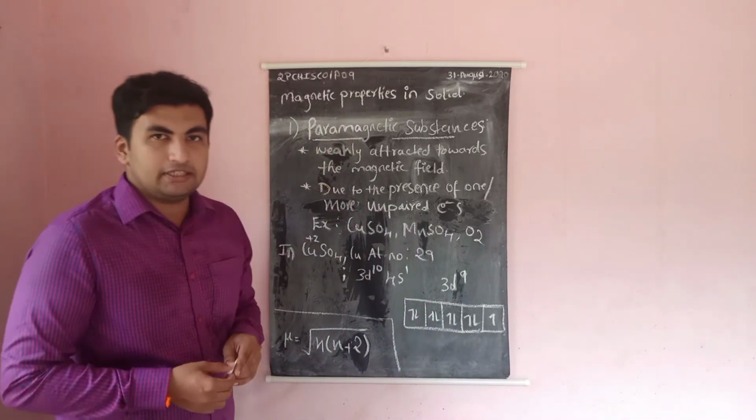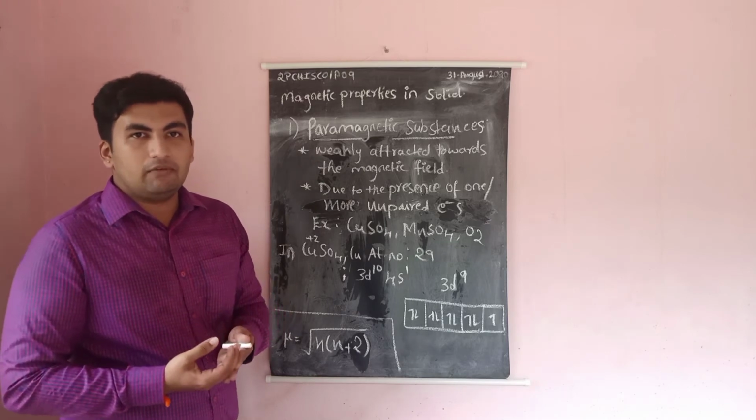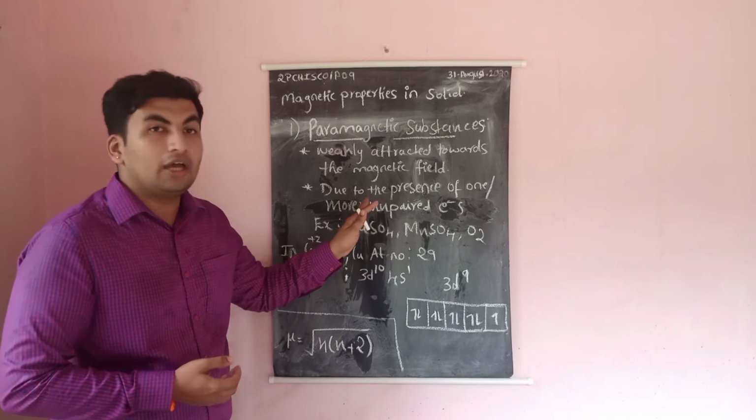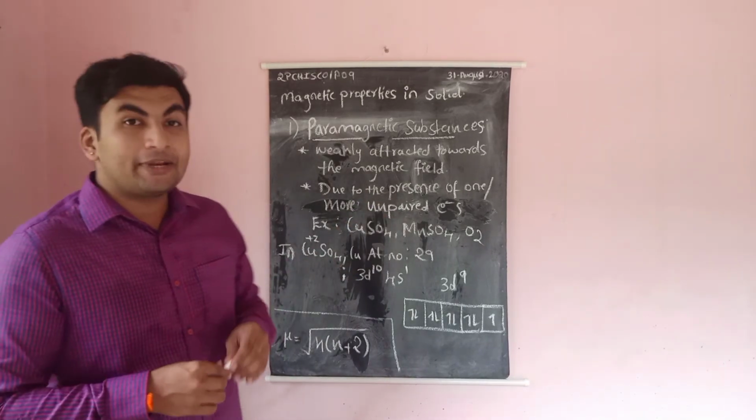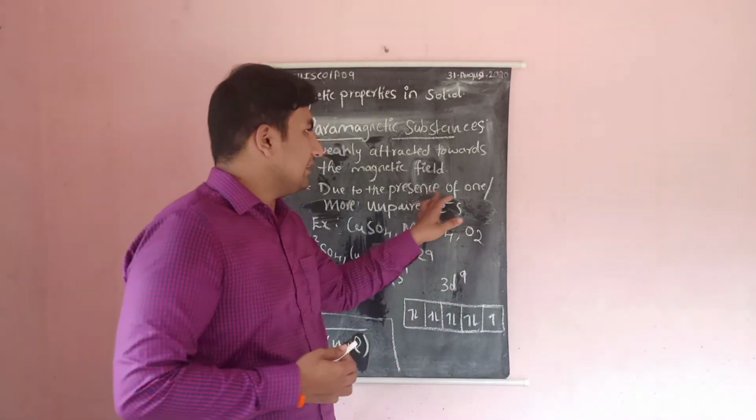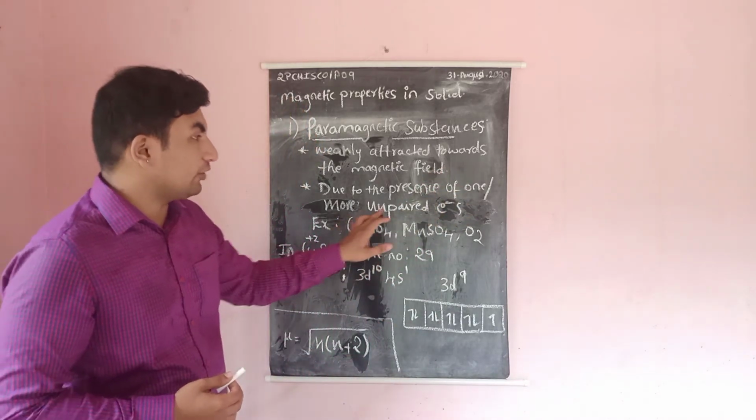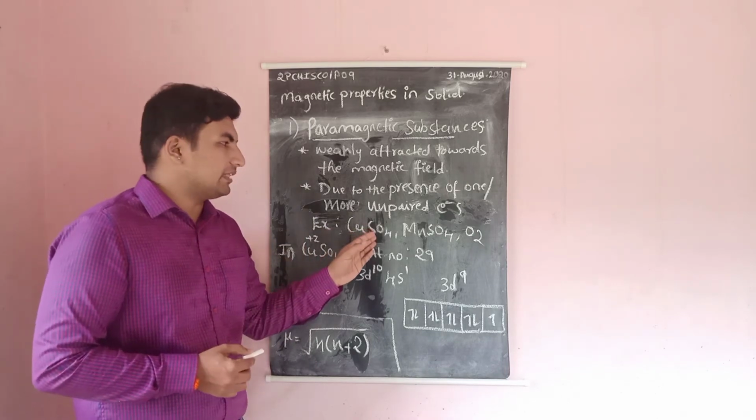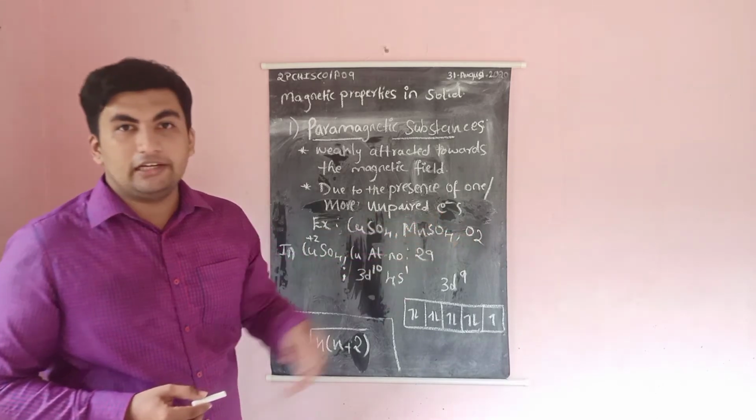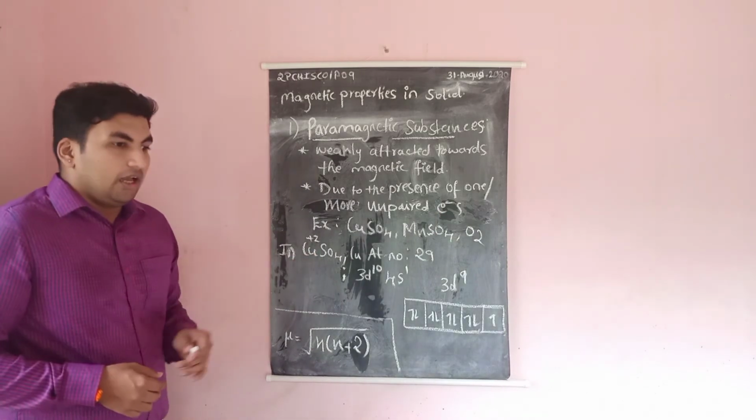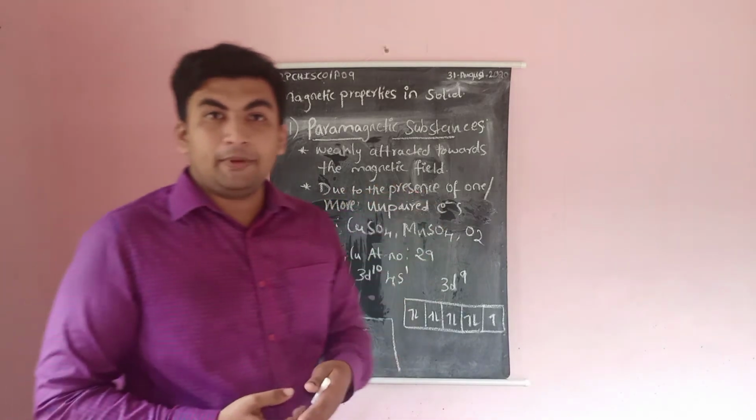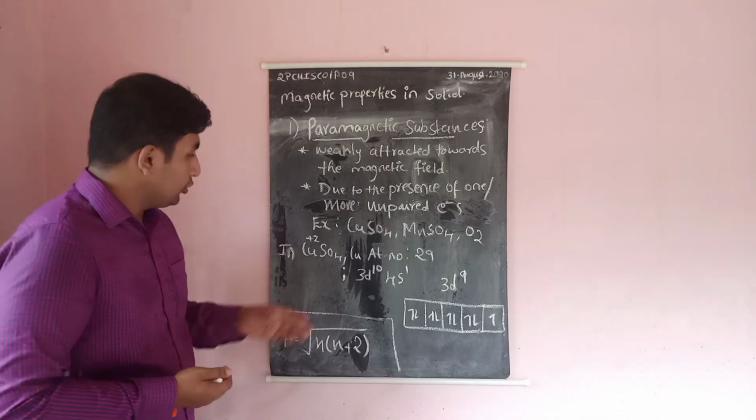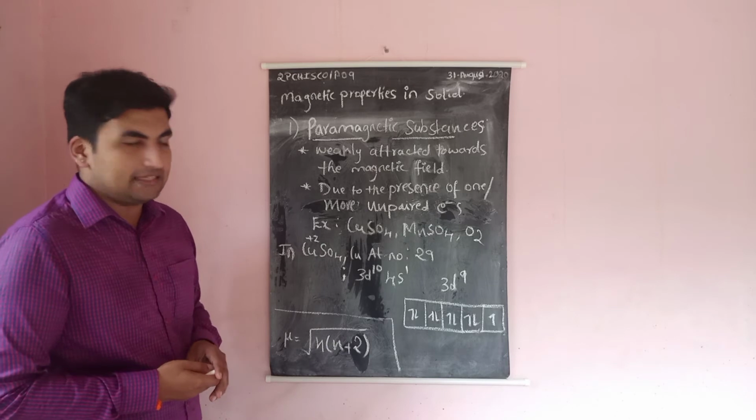In paramagnetic substances, the magnetic behavior is observed due to the presence of one or more unpaired electrons in the substances. Examples are copper sulfate, manganese sulfate and liquid O2. I already told you the presence of unpaired electrons is required. So in the substance, where is the unpaired electron? I considered copper sulfate as an example.